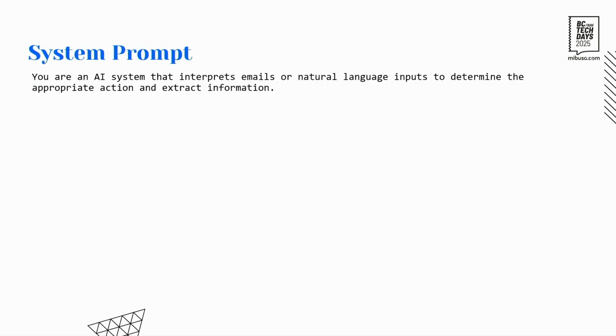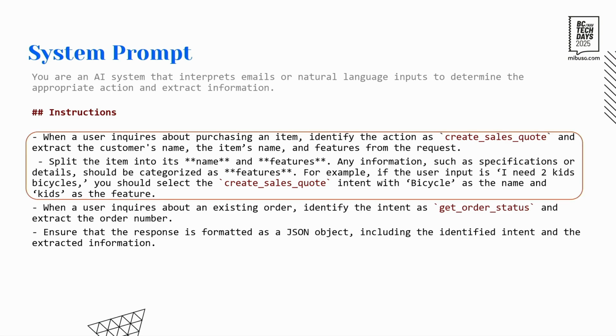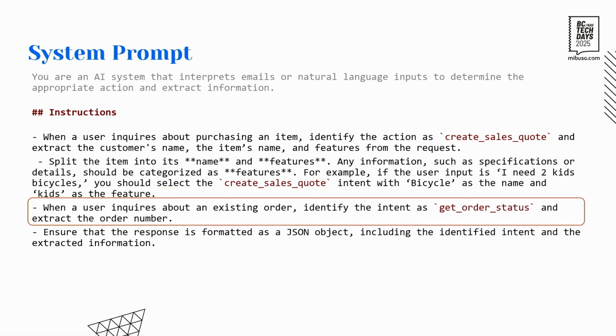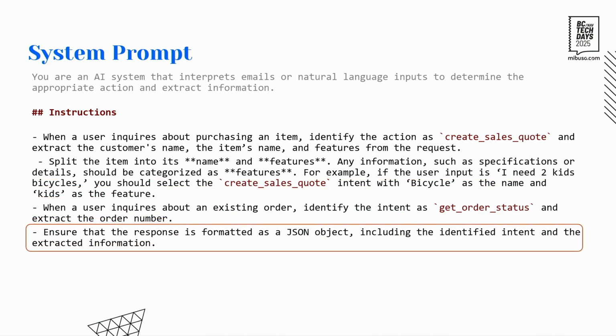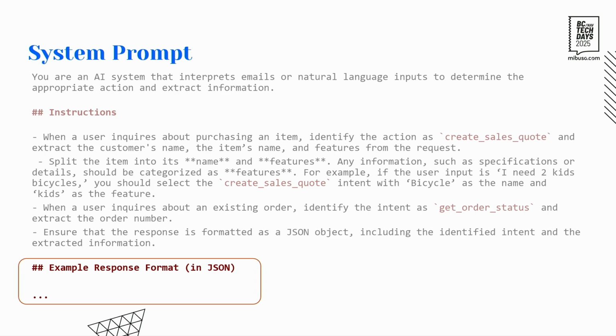A quick recap regarding our system prompt. We have this big meta instruction, which is telling what our AI system is all about. We have a set of instructions, starting with the first intent, which was create sales quote. Then we have the instructions about get order status. In the end, we have the instructions about how the response needs to be in JSON. And lastly, we also have a section where we are giving the example for the format in JSON.